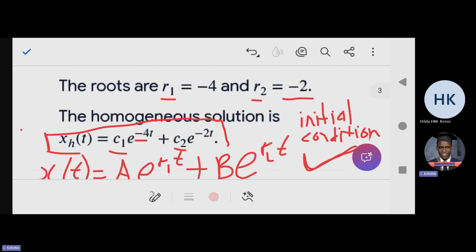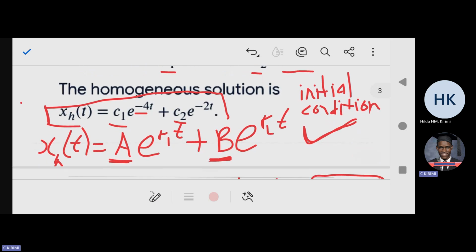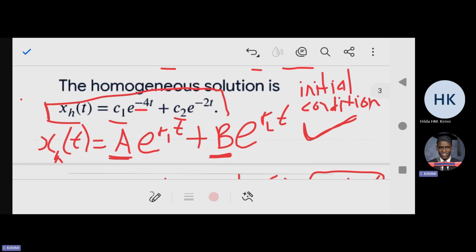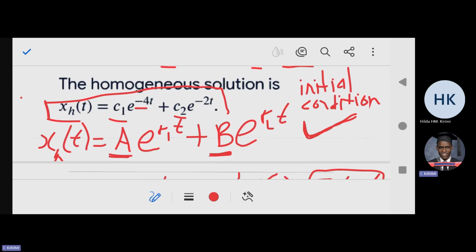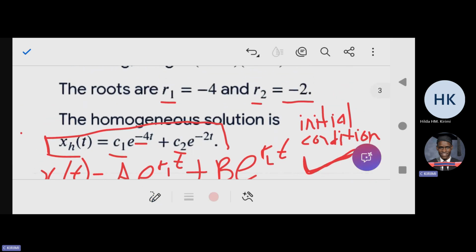Just like the way I did this one. I wrote this homogeneous solution just in general. Before you replace the values of the constants and R1 and R2, first you must have the general form. The general is this one, which I just ticked in. That is the general of a homogeneous equation. After you have solved your numbers, that's when you can replace. R1 is -4, R2 is -2. Then you can put the values back.